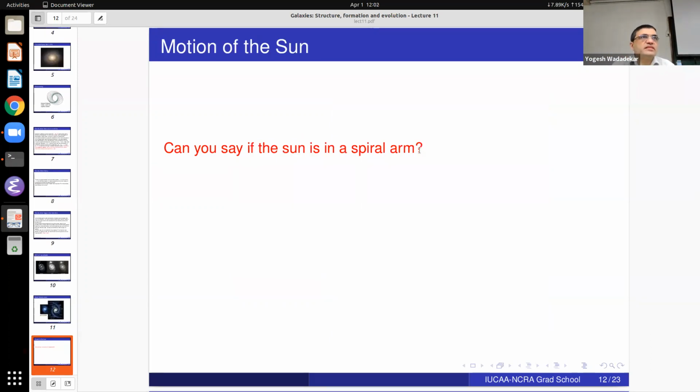Can you say if the sun is in a spiral arm right now? Yes. You measure the stellar density in the solar neighborhood and you can figure it out. And that has been done. So we are not in the spiral arm. Right now we are outside.